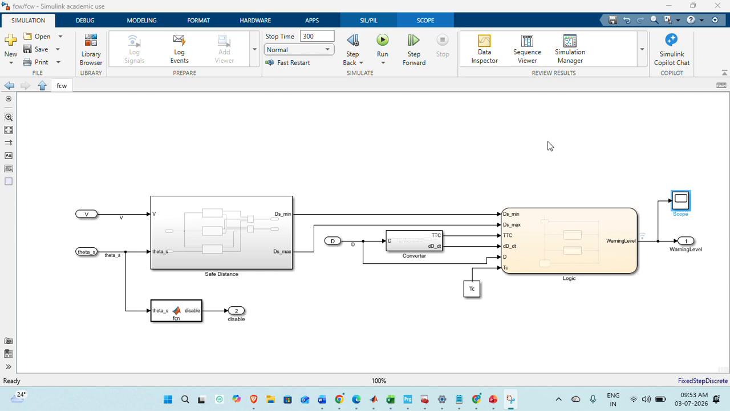For SIL and PIL testing, we used the Simulink app called SIL/PIL Manager. All the results of this test are also included in our project report.